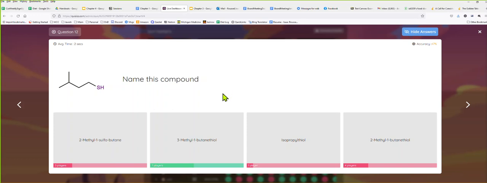Name this compound. Good number of you got it right. So it's 1, 2, 3, 4. So it's a butane. You're going to start numbering at this end. So it's 1 butane thiol. And then that means you've got 1, 2, 3 is this methyl group. 3 methyl 1 butane thiol.